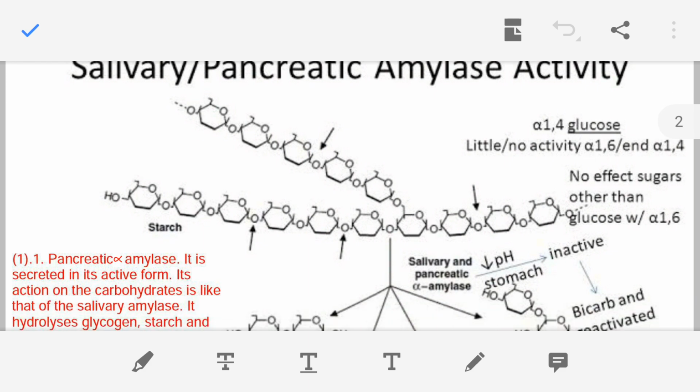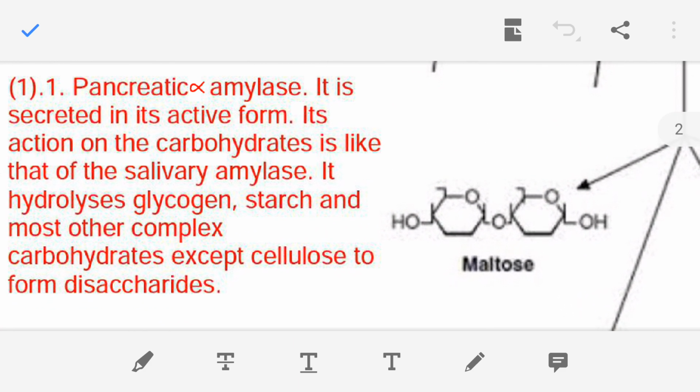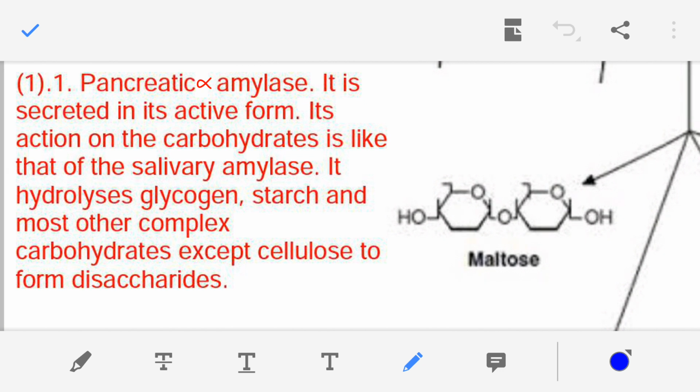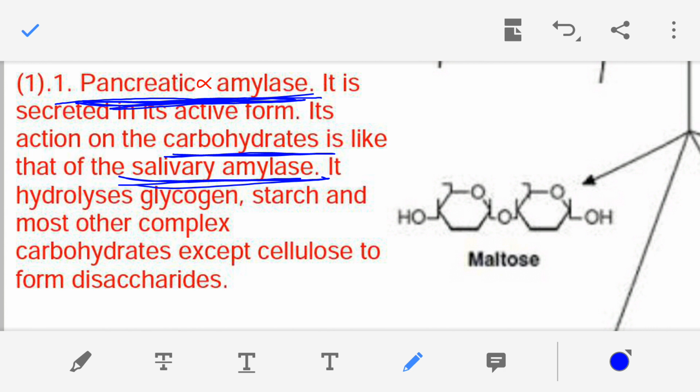The first enzyme that is present in the pancreatic juice is the pancreatic alpha amylase, and the action of pancreatic alpha amylase is similar to salivary amylase. We have studied the process of digestion in the mouth. In that we have learned that the salivary amylase acts upon the carbohydrate. Similarly, the pancreatic alpha amylase, which is present in the pancreatic juice, also acts upon the carbohydrates in our food.